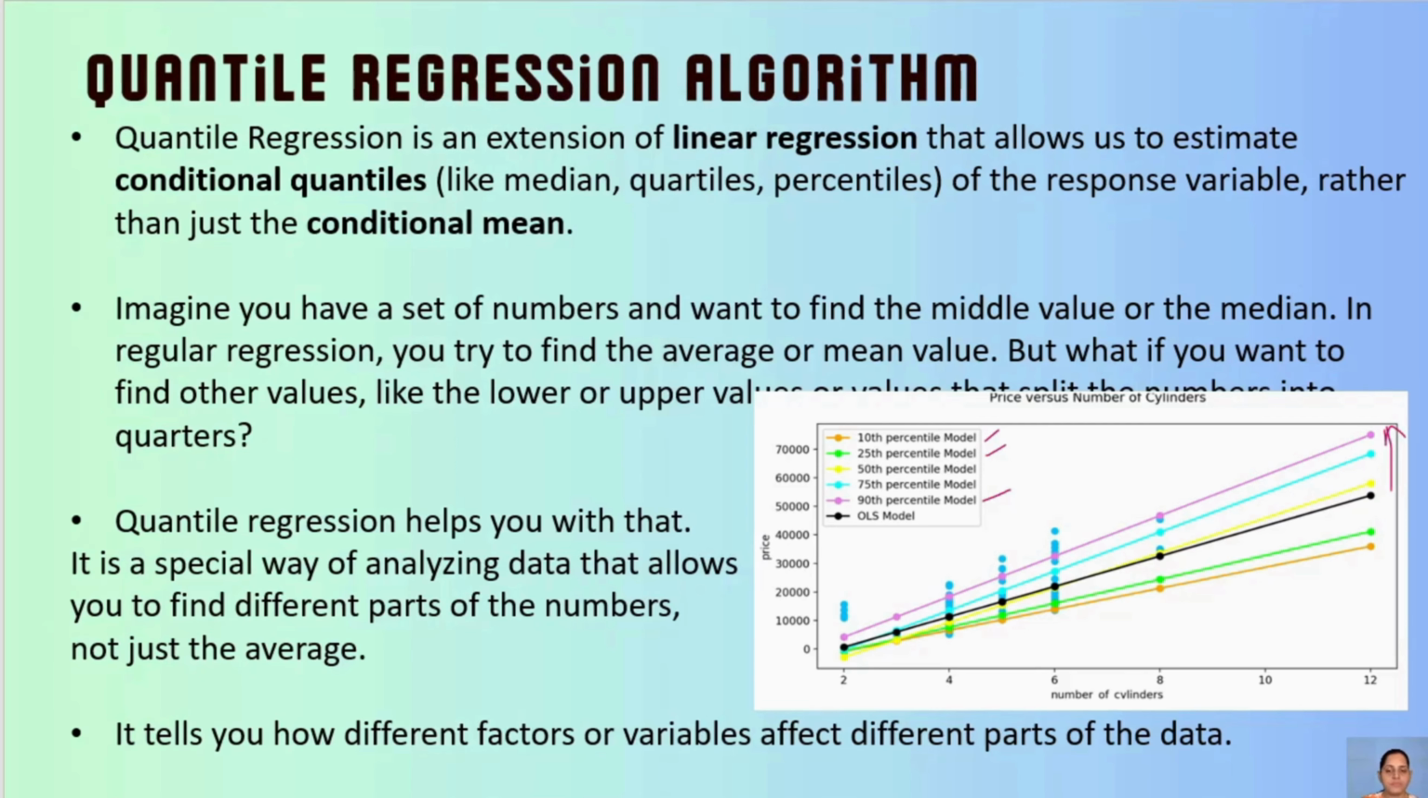Why is it significant? Because we are not only understanding the median value, we can see the lower and upper values and different values at different points. It helps in analyzing data across different parts of the distribution, not just the average, because in the OLS method we are just understanding the average part. Here we are understanding the different values at different points.